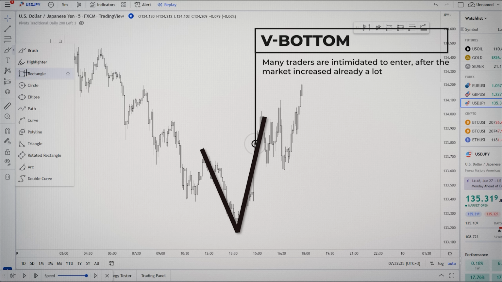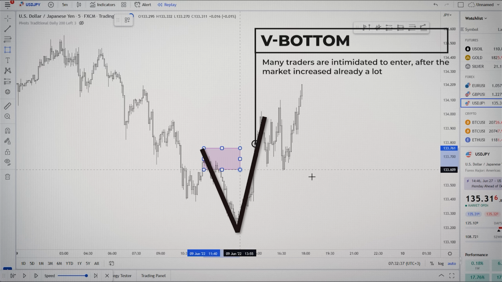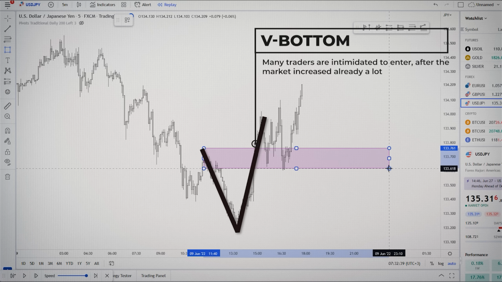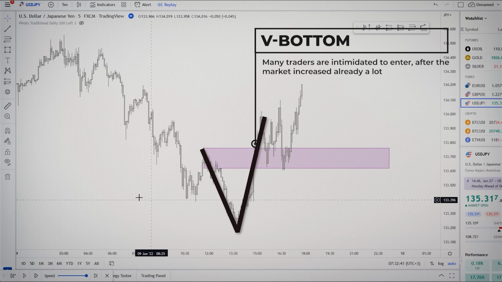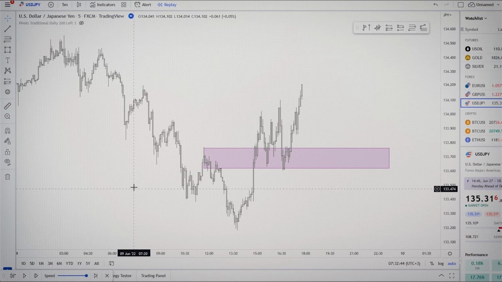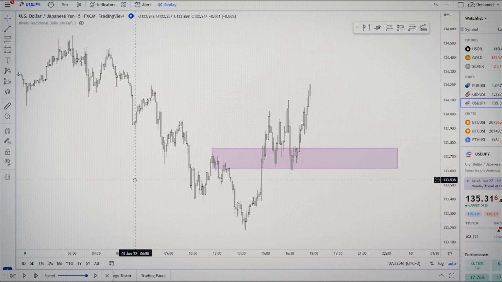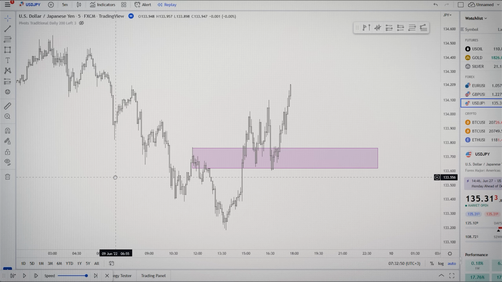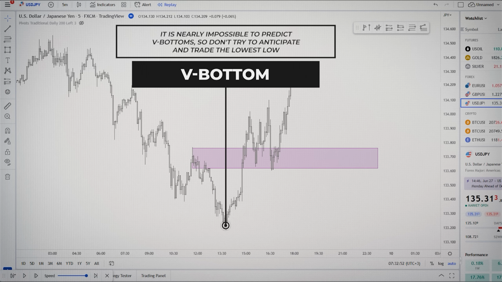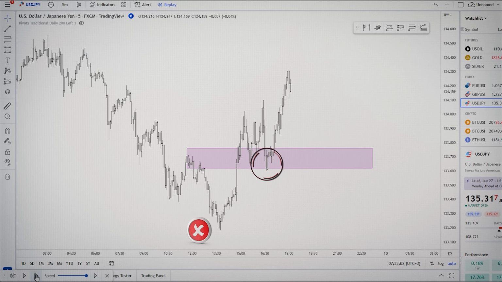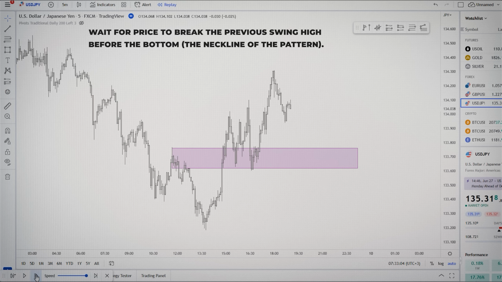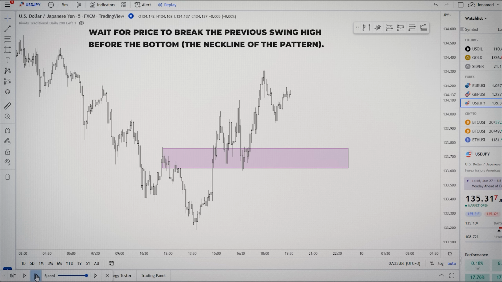This market shows a picture-perfect V-bottom at the end of a bearish trend. Price traded lower into a bottom and immediately reversed higher, with a massive increase in momentum. Now let's be clear, it's nearly impossible to predict V-bottoms, so we won't try to anticipate this swing low. We'll wait for price to break the neckline of the pattern, meaning the previous swing high before the bottom.